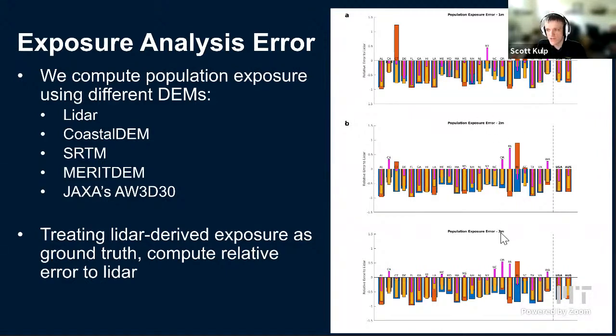every elevation threshold, Coastal DEM appears to do a lot better than the others in terms of predicting exposure, but it's still underestimating, interestingly, by over half in the 1 meter and 2 meter case. It does better at 3 meters though.